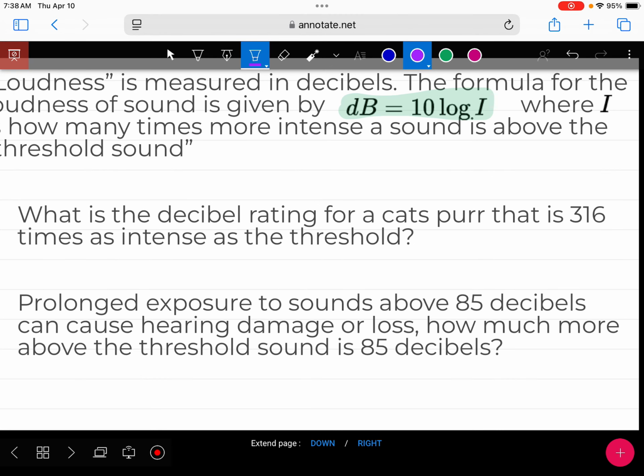So we're given this equation, and then we have two questions. Mine are very close together. Yours have significantly more space to write. We want to find the decibel rating of a cat's purr. That's 316. So think about that 316. Where is that going to substitute in?